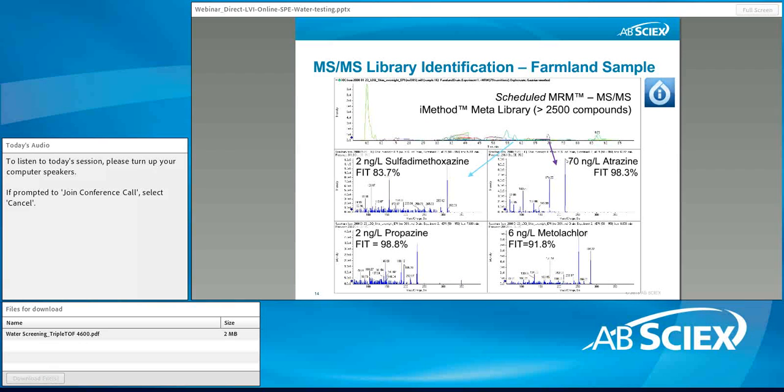That would be an example of it. The farmland sample I was showing earlier was acquired using the scheduled MRM to MS mode, and we used our meta library for library searching, which contains more than 2,500 compounds. And you can see the MS spectra of the 4 compounds we found before. Full-scan MS spectra with good library searching results above 80 or 90% fit value. And I would like to remind you that we detected these compounds without any sample cleanup, by direct injection, at these very low parts per trillion levels.